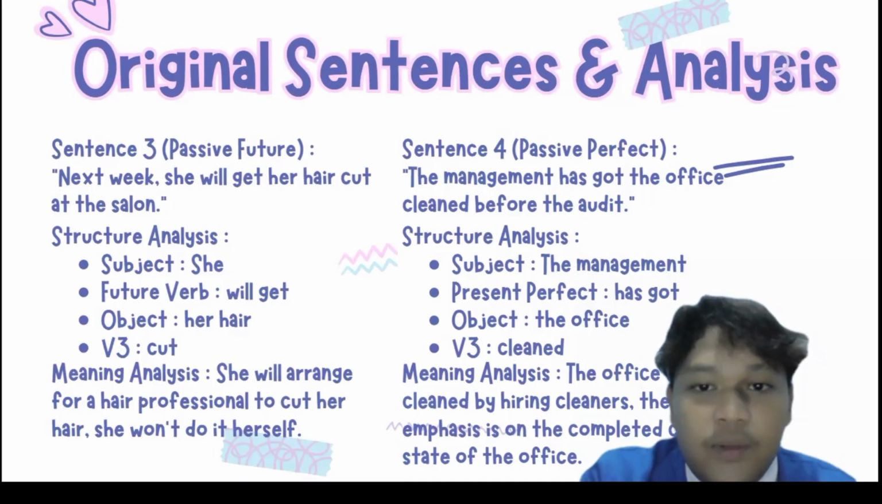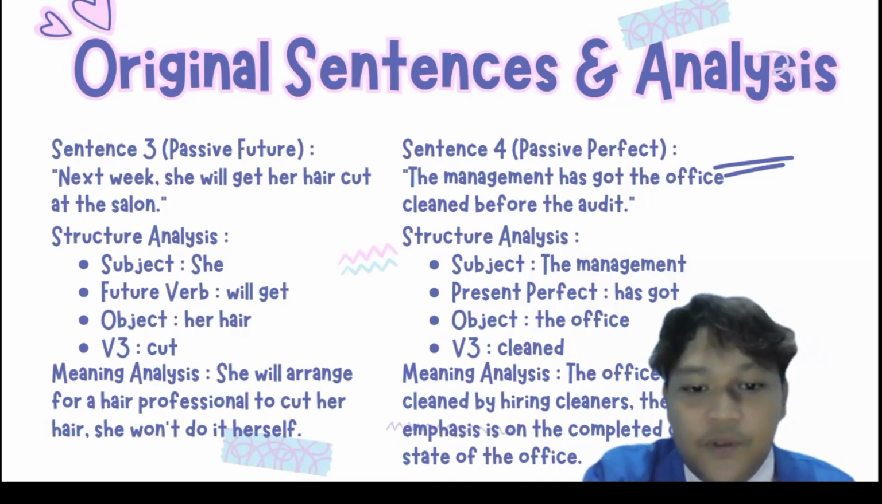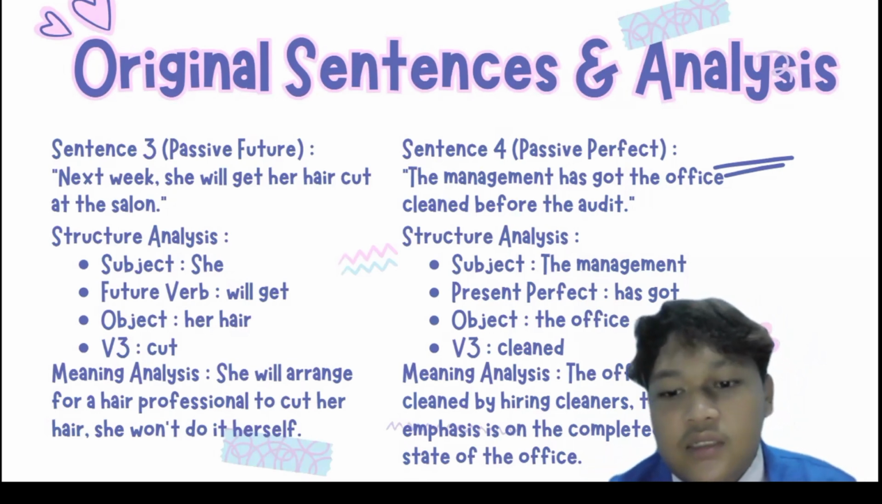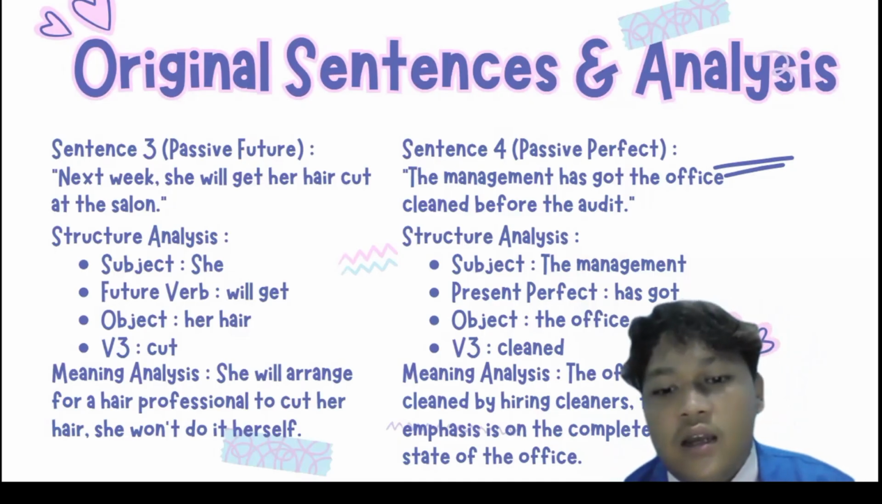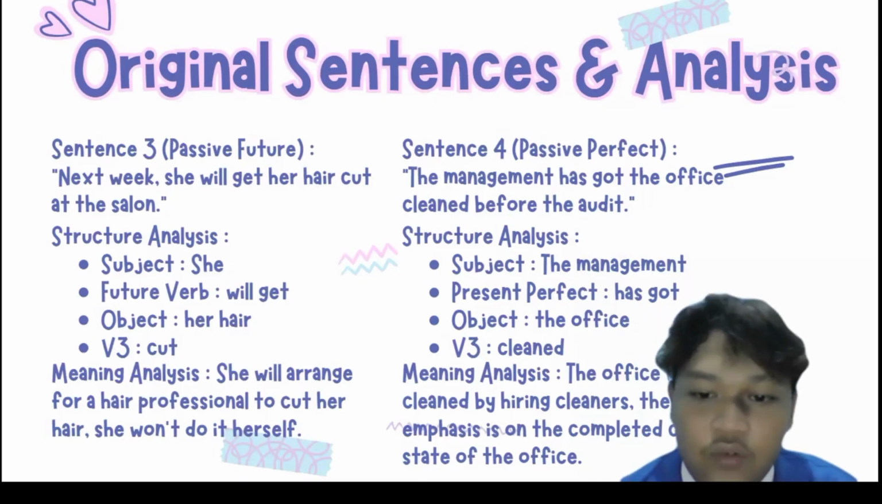And this is my fourth sentence in the present perfect: the management has got the office cleaned before the audit. It is has got, the object the office, and the past participle cleaned. This emphasizes that the management hired someone to clean the office, and the focus is strictly on the clean state of the room.